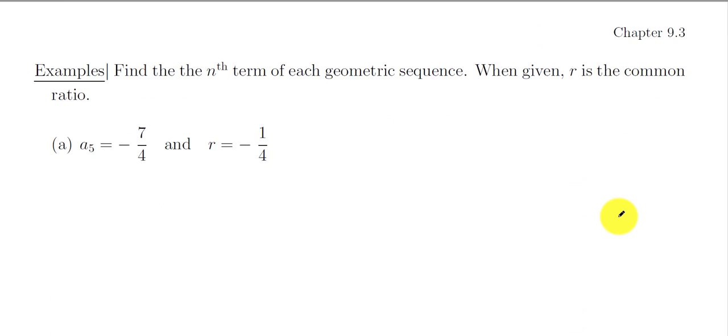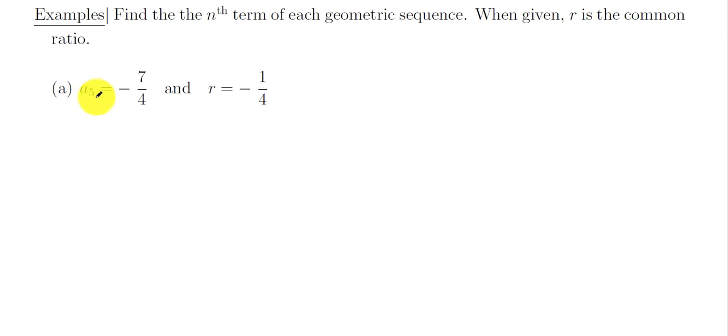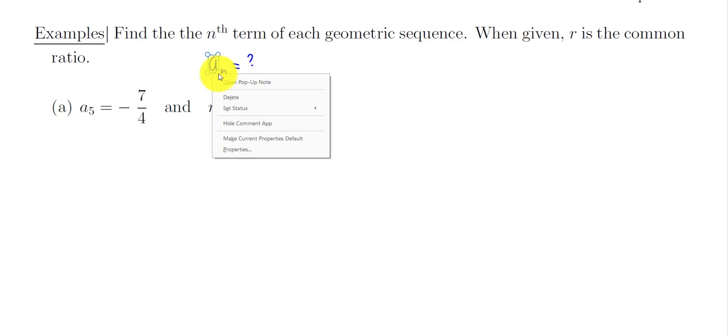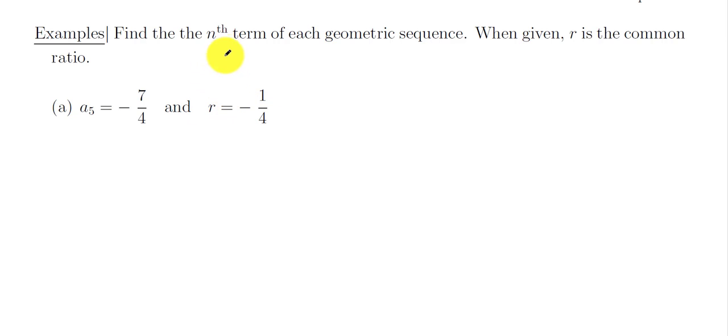Okay, let's try another example. In this example, we are given the fifth term and the common ratio. We are now asked to find the nth term, or what is a_n in this case.